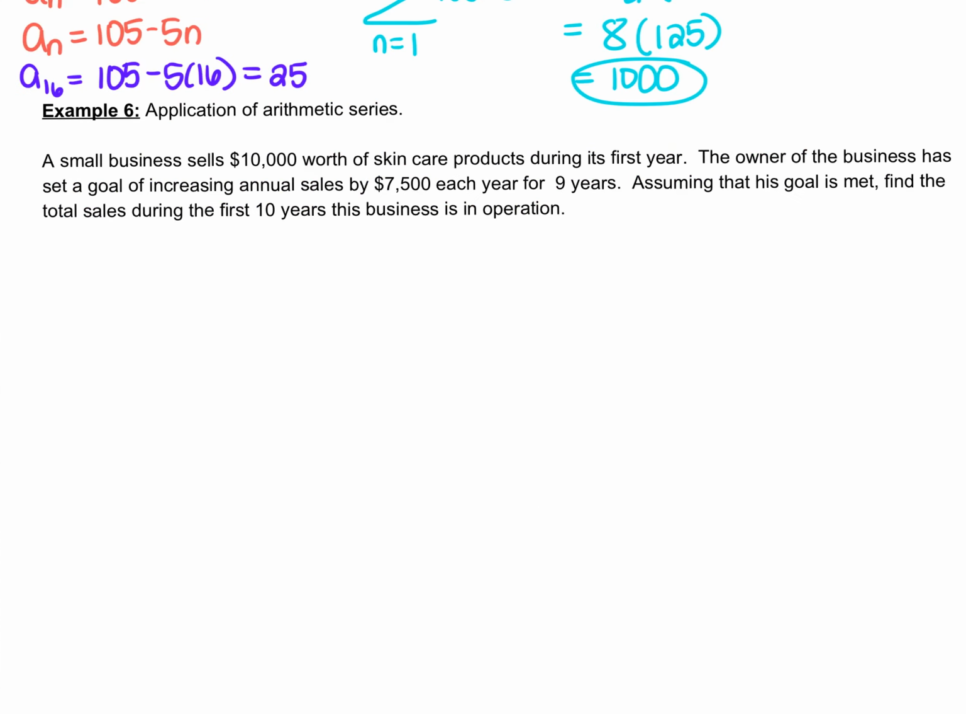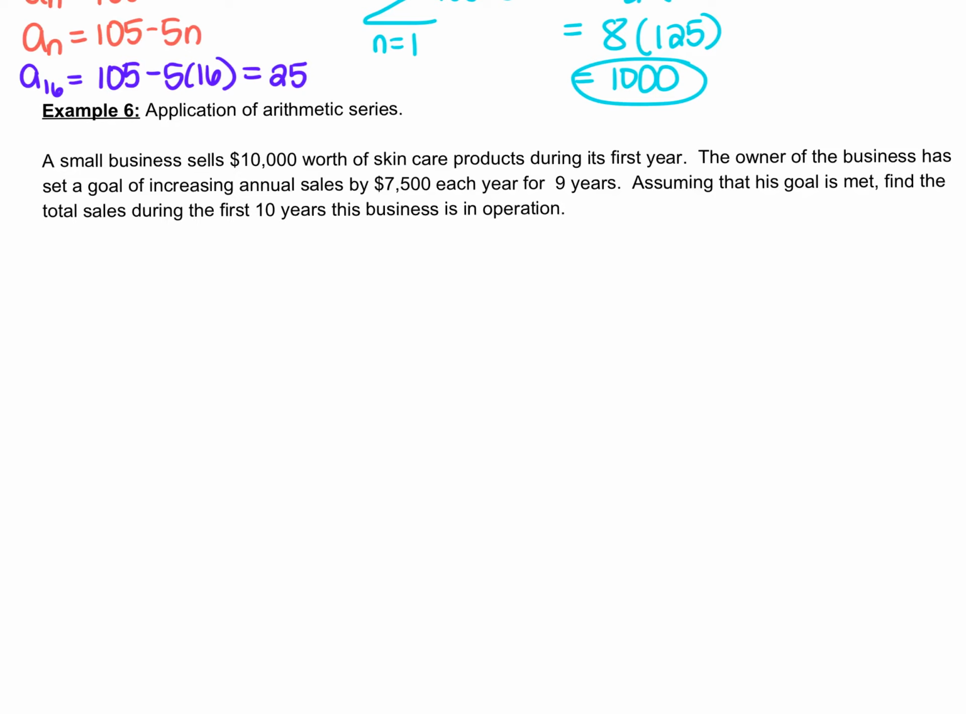All right, so we're going to look at some applications of arithmetic series. A small business sells $10,000 worth of skincare products during its first year. The owner of the business has set a goal of increasing annual sales by $7,500 each year for 9 years. And notice it's not a percentage, which is why we can use an arithmetic sequence and not a geometric sequence. So assuming that his goal is met, find the total sales during the first 10 years that this business is in operation.